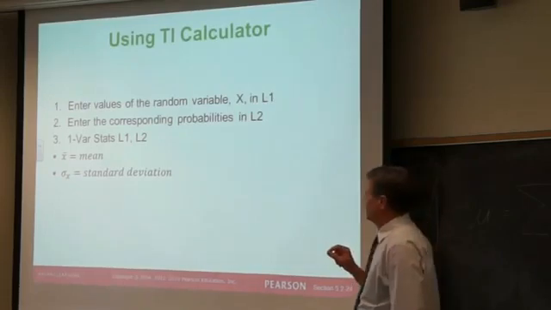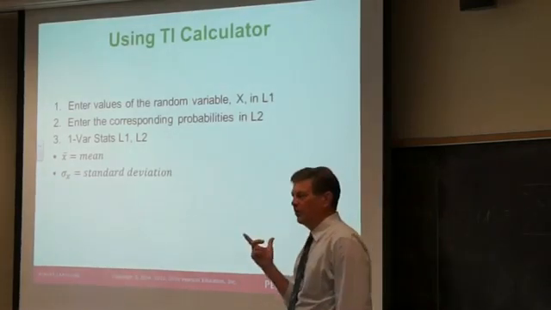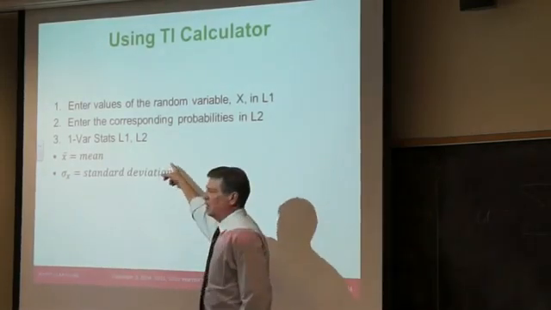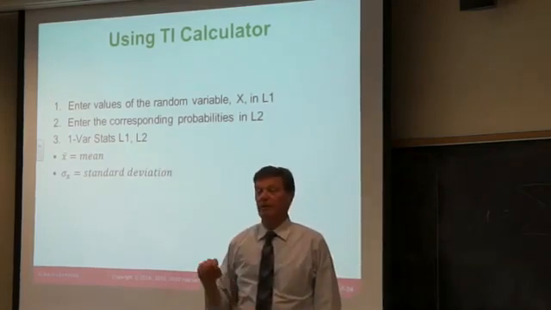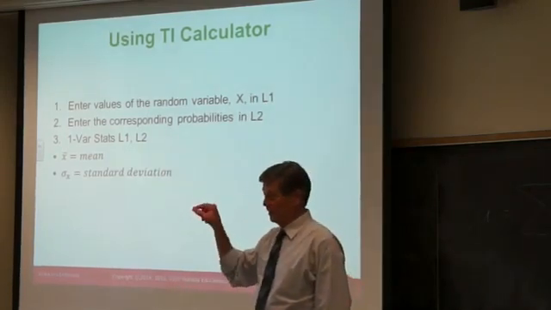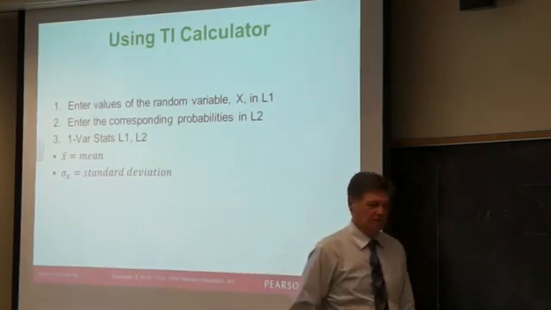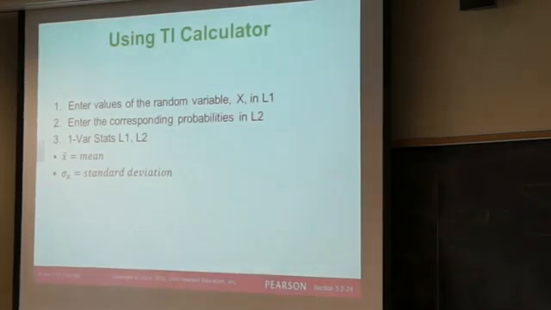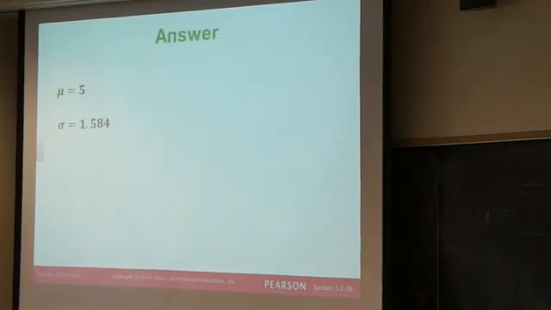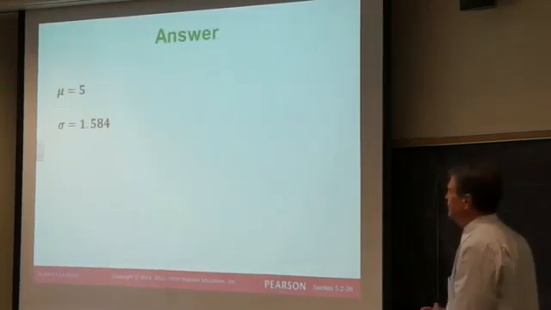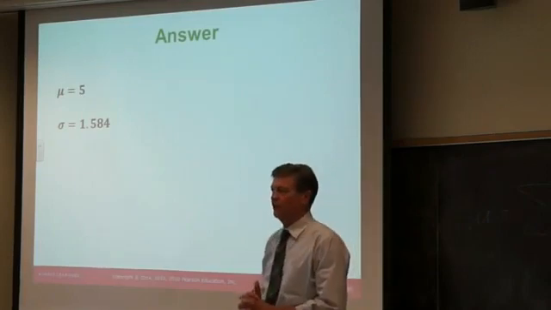When you've done that, in the output of 1-Var Stats, x-bar will be the mean. The TI calls it x-bar, but it is the mean. And Sx is the standard deviation. Those are the answers you should get: 5 and 1.584.